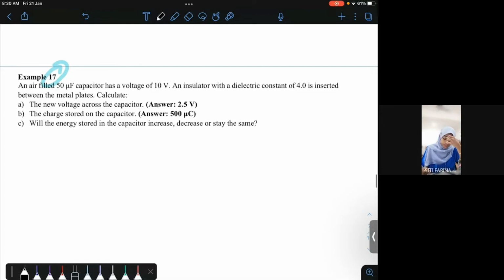Alright, example 17, we have an air-filled 50 microfarad capacitor that has a voltage of 10 volt. Meaning at this particular point, your capacitor has no dielectric, it says air-filled. Okay, this is air, with a voltage of 10 volt. Okay, this is the voltage across the capacitor when it is filled with air.